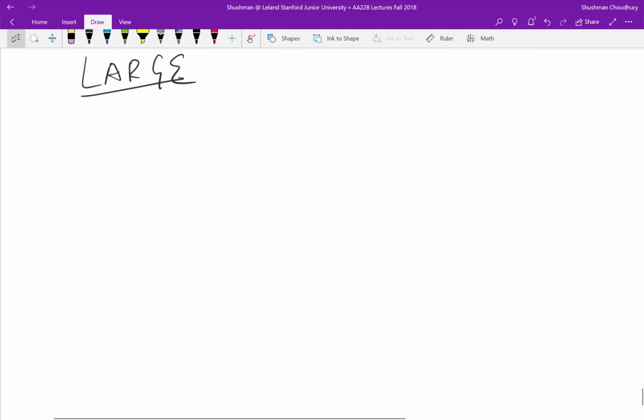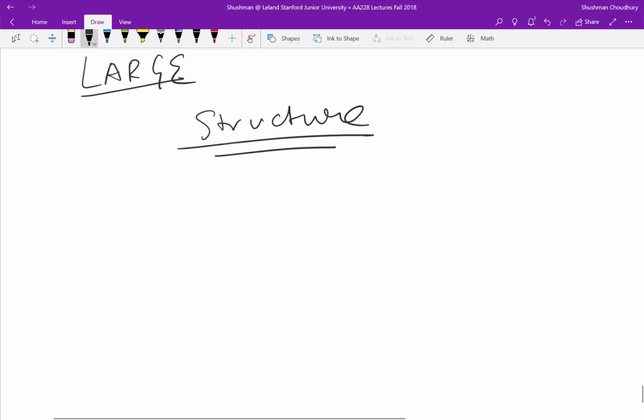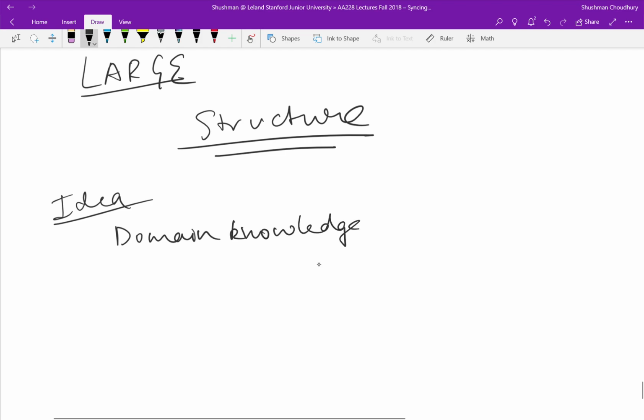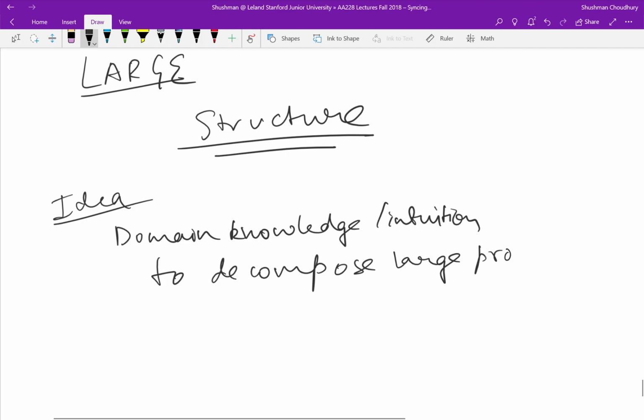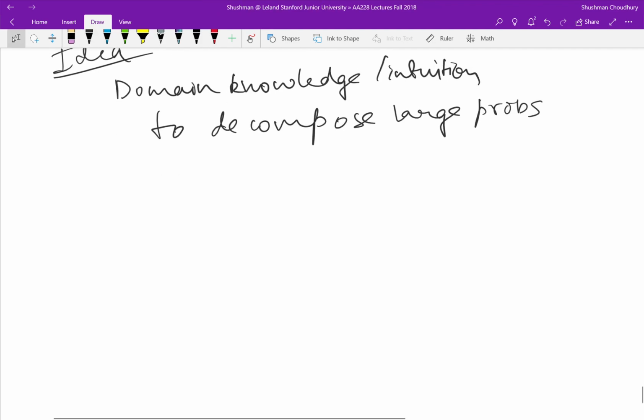With the large, it's really all about structure. That's the key. And the larger point is the idea of using domain knowledge or intuition to decompose large problems. This is an interesting and important aspect of real-world MDP problem solving.